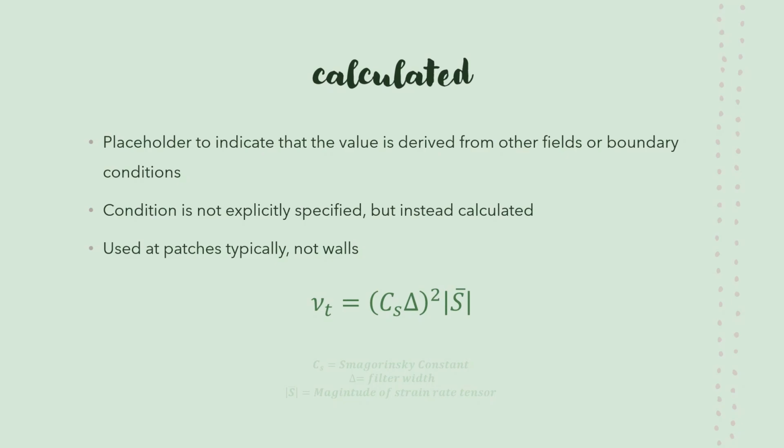For our particular case, the large eddy simulation model that we're trying to use here, the nu t is typically patched on top of your boundaries other than walls, and the value is going to be calculated with something like this. The individual nomenclature for what Cs is, delta is, and S bar is given right there.